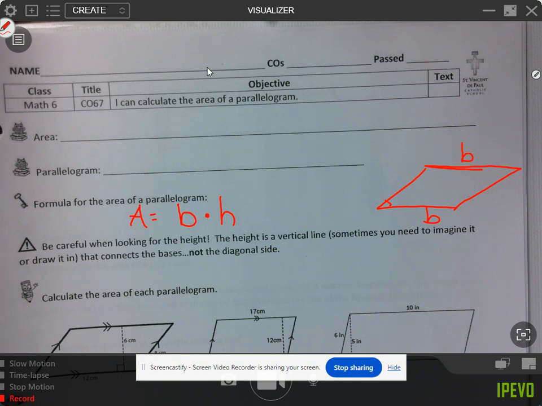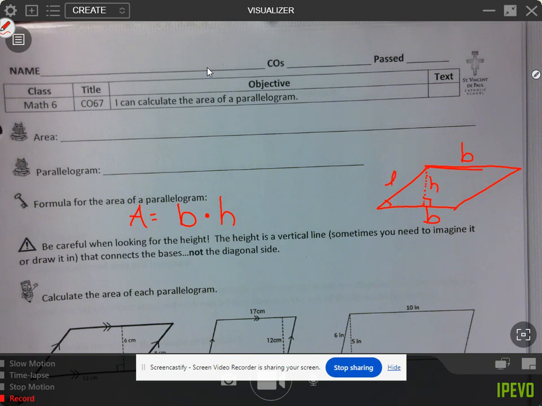How do I find my height? Connor? You draw a line over to the right angle. So it's going from one base directly up to the other base, and Connor's absolutely right. It makes that right angle. So that is my height.